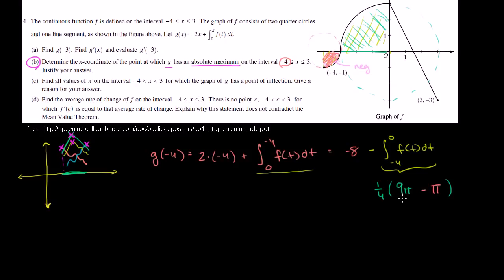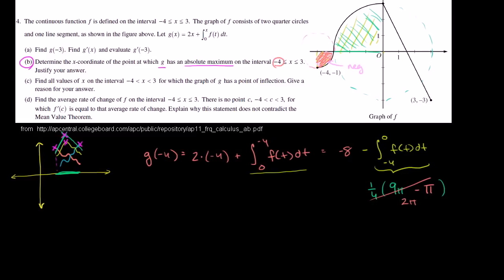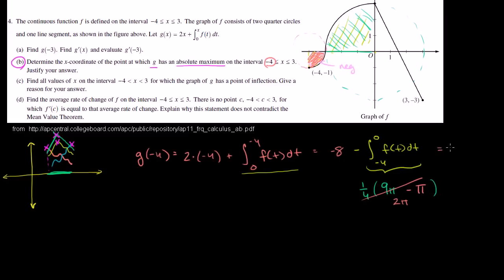And so this simplifies to 1/4 times 8 pi, which is the same thing as 2 pi. Did I do that right? 1/4 times 8 pi, so this all simplifies to 2 pi. So g of -4 is equal to -8 minus 2 pi. So clearly a negative number here, more negative than -8.